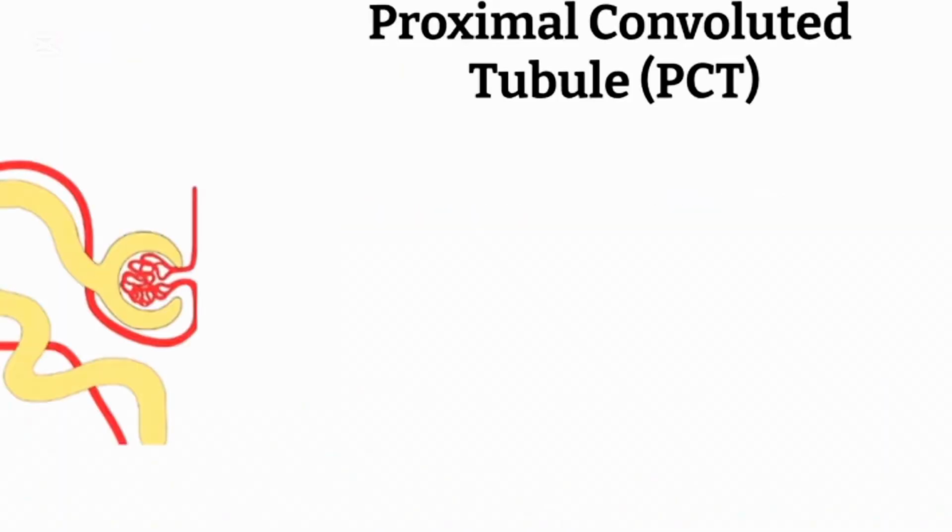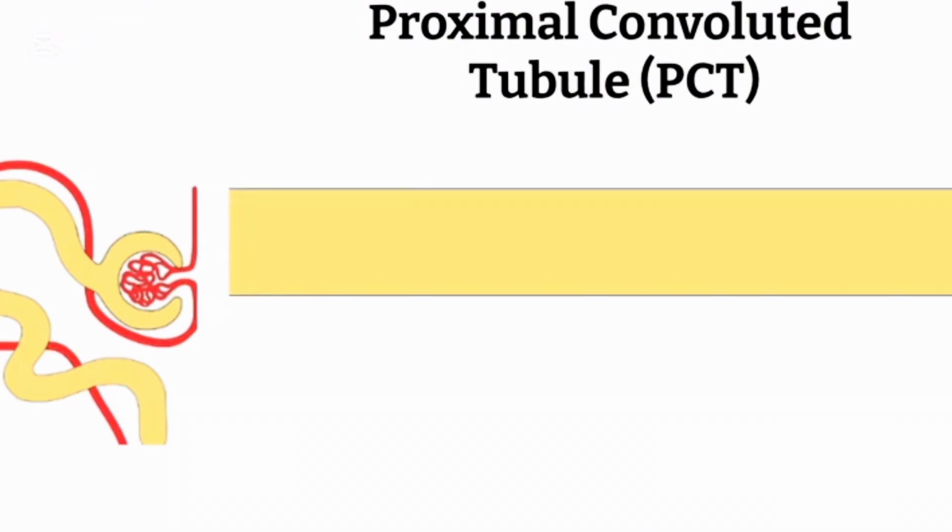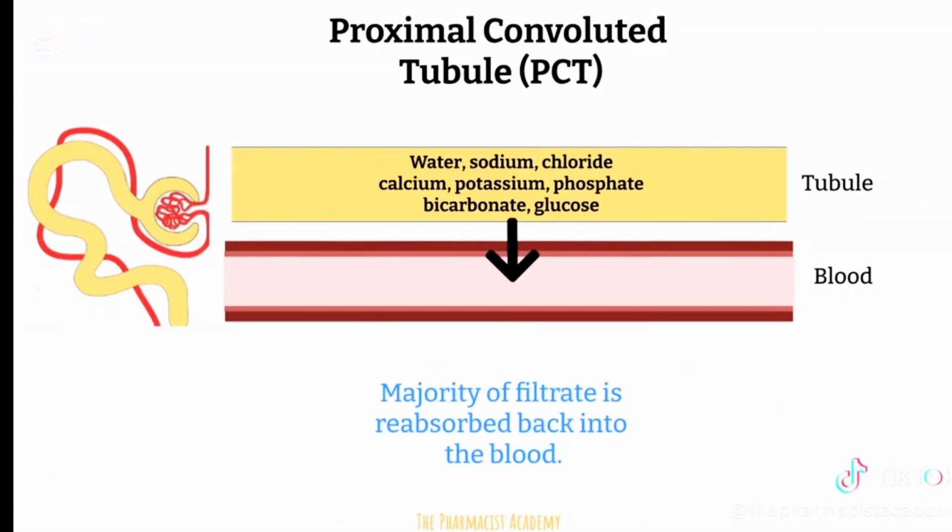Moving on with the proximal convoluted tubule, which plays a critical role in the reabsorption of the majority of the substances, around 65 to 70% of the filtrate. They enter back into the blood by exiting the filtrate. So if you see here, the majority of the water and ions such as sodium, chloride, potassium, etc., enter back into the blood, indicating that the majority of these substances have been reabsorbed.